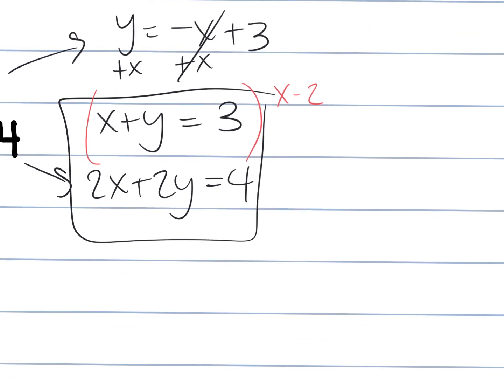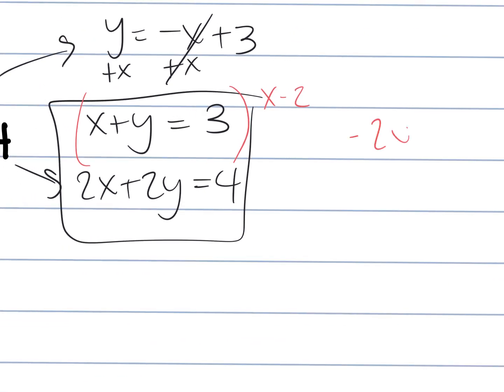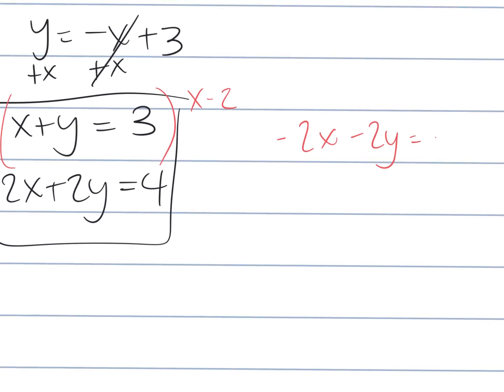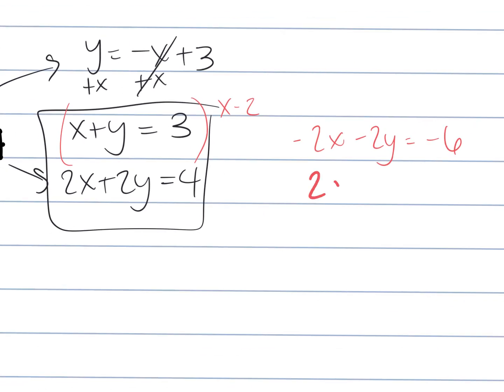When we multiply by negative 2, I'm going to get negative 2x minus 2y equals what? Negative 6. Then I have on the bottom one, 2x plus 2y equals 4. Are you guys with me? Okay. What do I do next? I have a match, and they're lined up.